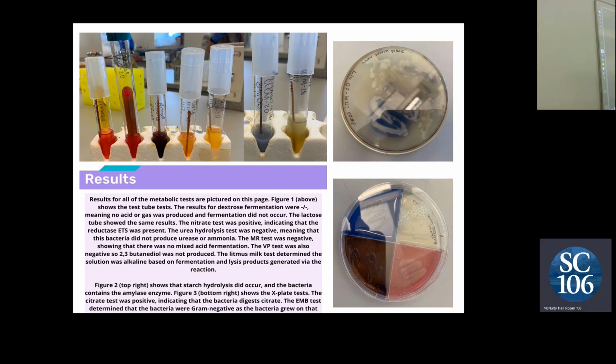Figure 2 in the top right here was our starch hydrolysis test, which indicates that the bacteria contains the amylase enzyme because it was capable of hydrolyzing starch. And then, as we mentioned in the previous slide, we also did some X plate tests. The citrate test came back positive, indicating that the bacteria is able to digest citrate. The EMB test determined that the bacteria were gram-negative, as the bacteria did in fact grow on that section of the plate. So that was also a very large indicator that our bacteria was likely a Pseudomonas species. And the Clingers iron agar also demonstrated a negative result.